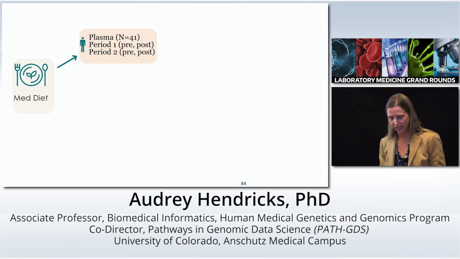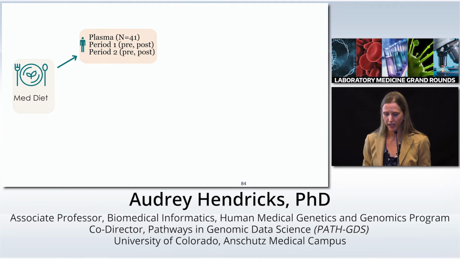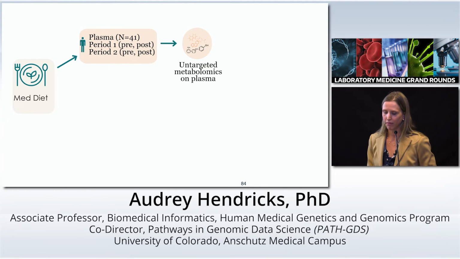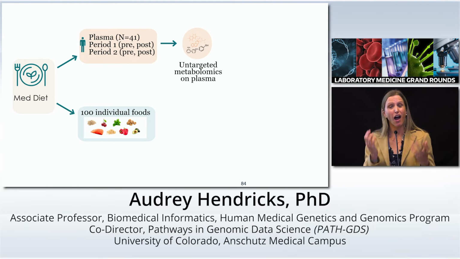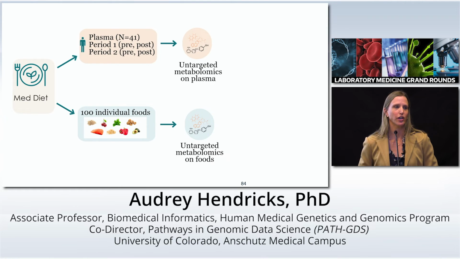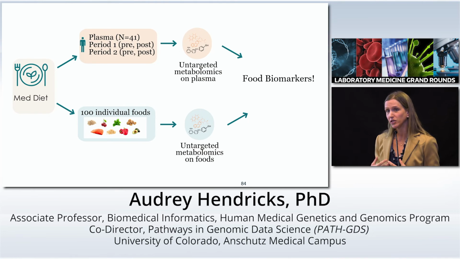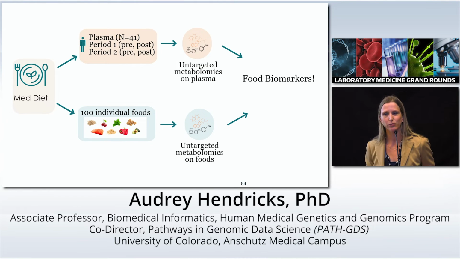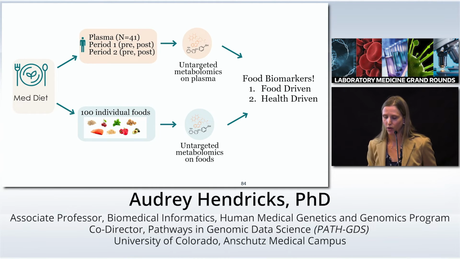So we take our Mediterranean diet, and we have our plasma from our individuals, and we complete untargeted metabolomics on this plasma. Additionally, we gather the 100 foods that people ate on this diet, and we complete untargeted metabolomics on those foods. We bring these two data sets together to capture food biomarkers. And we do this in two different ways, one through a food-driven approach and one through a health-driven approach.